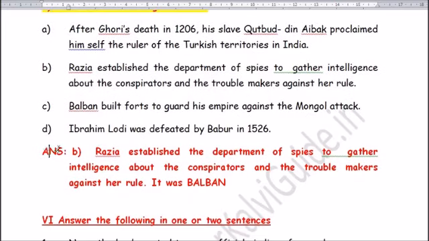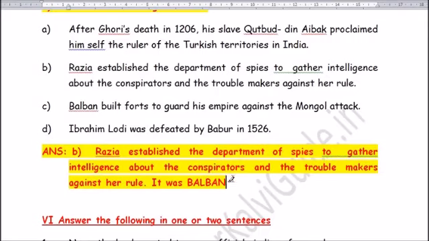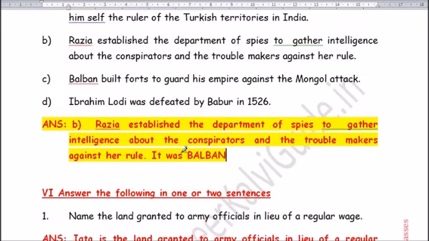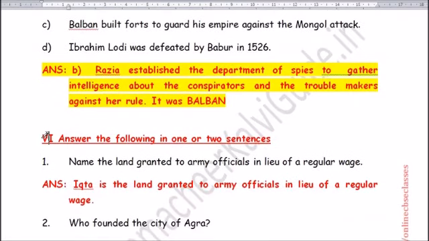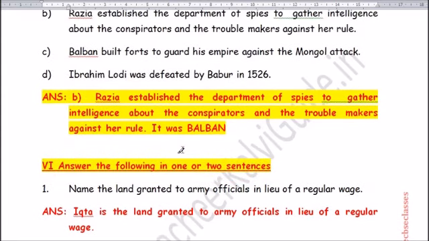Razia established the Department of Spies to gather intelligence about the conspirators and troublemakers against her rule. It was not Razia but Ghiyasuddin Balban who established a Department of Spies to gather intelligence about the conspirators and the troublemakers against his rule. After he had abolished the 40 as it was hostile to him, he established the Department of Spies.